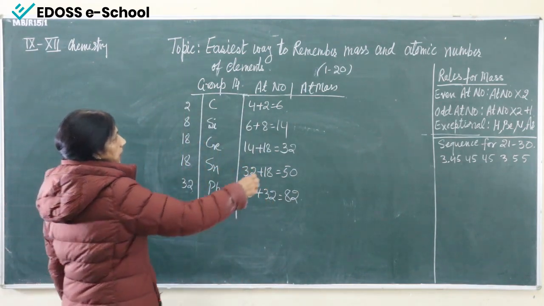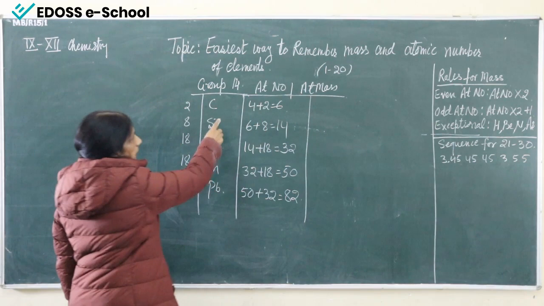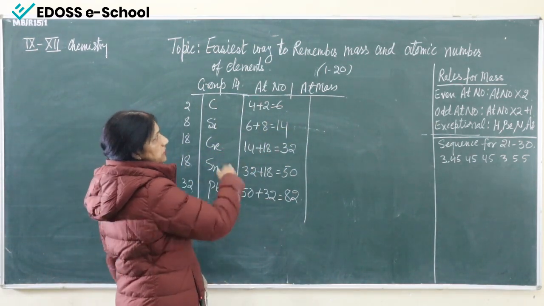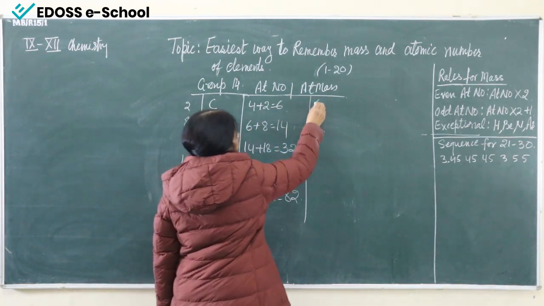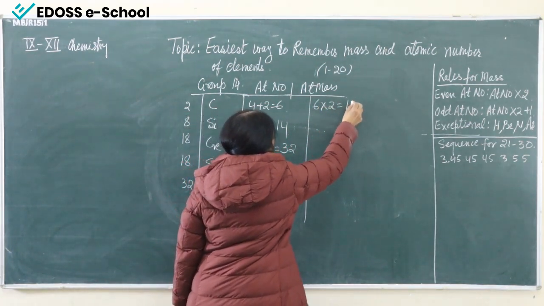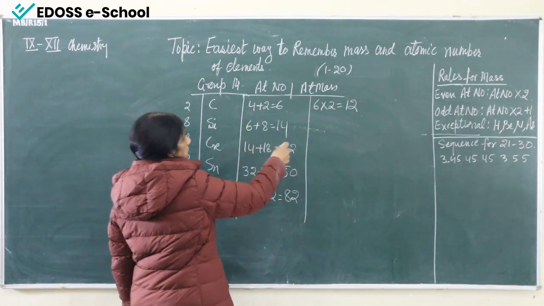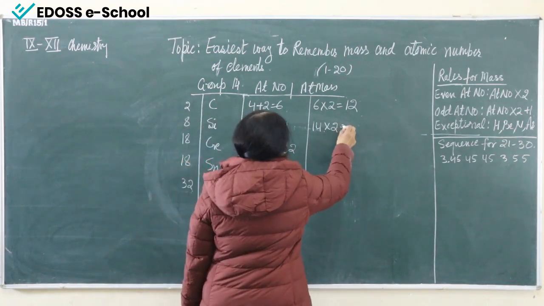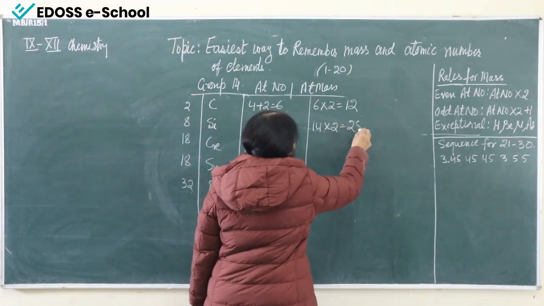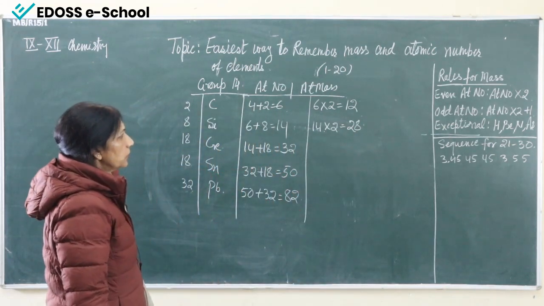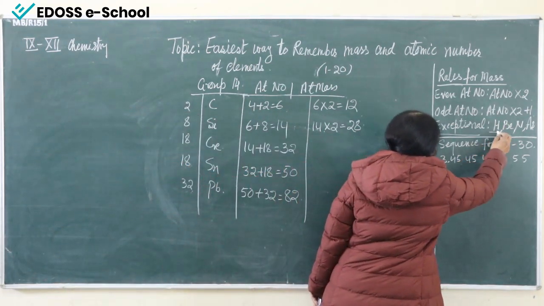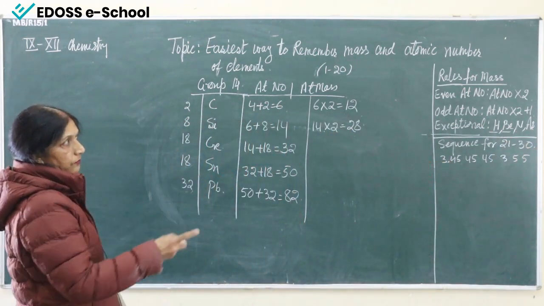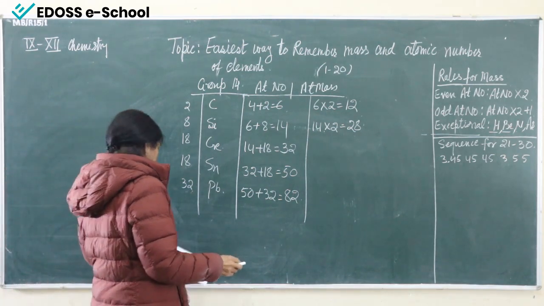And for atomic mass, this is even here, so we will apply the even rule. We just have to multiply. So this is 6 multiplied by 2 is equal to 12. For silicon, this is 14 multiplied by 2 is equal to 28. So remember, the exceptional cases are hydrogen, beryllium, nitrogen and argon. These are the exceptional cases to which we can't apply this.